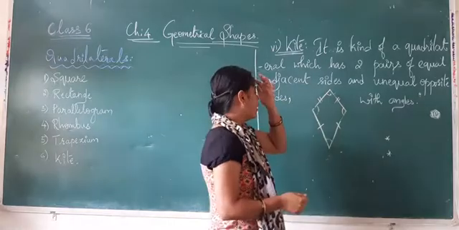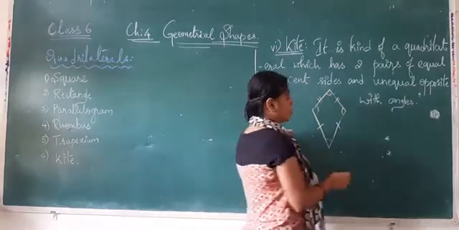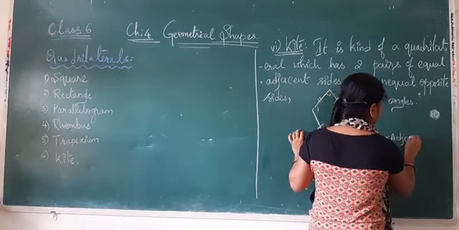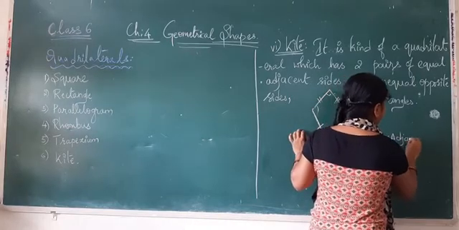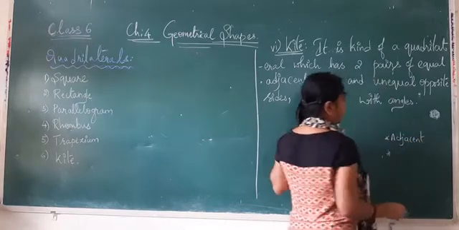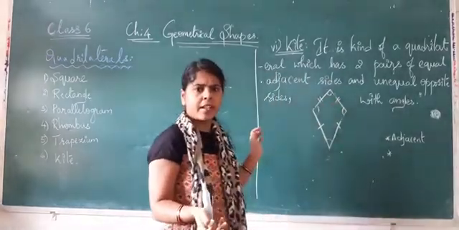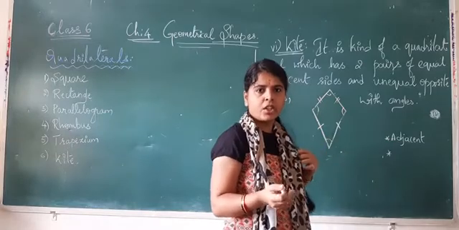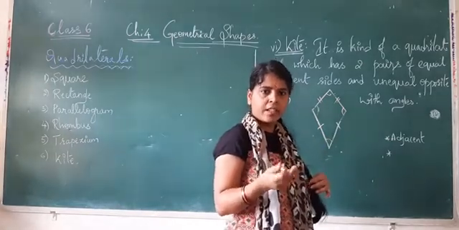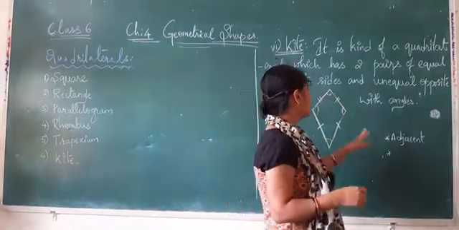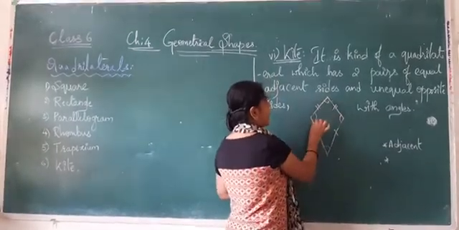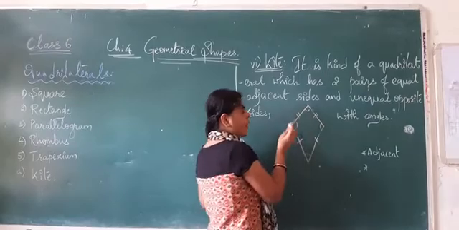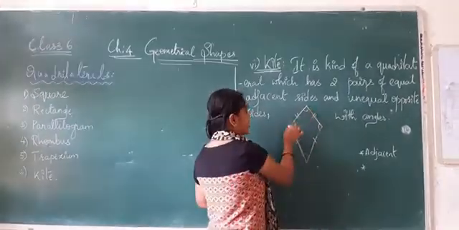So based on this, we have two more topics here, that is adjacent. Adjacent means, see, you people are sitting with your friends side by side, right? You are adjacent to each other, sitting on one bench, right? You will take care of yourselves, right? Like that only, here also, if it is side by side, these will be called adjacent sides. When it is side by side, it is called adjacent sides.